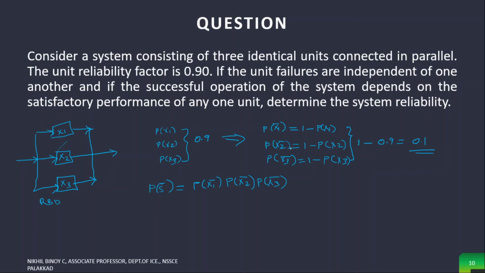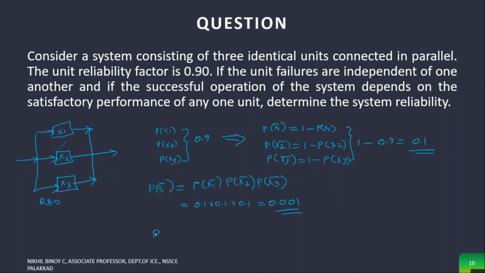So what about P of S bar? The probability of failure of the system is equal to 0.1 into 0.1 into 0.1. That is 0.001. The probability of failure of the system is 0.001. Okay. At a particular time, the time is not mentioned. At a particular time, this is the probability of survival of each unit. So at the same time, this is the probability of failure of the system. So the probability of failure of the system is 0.001.